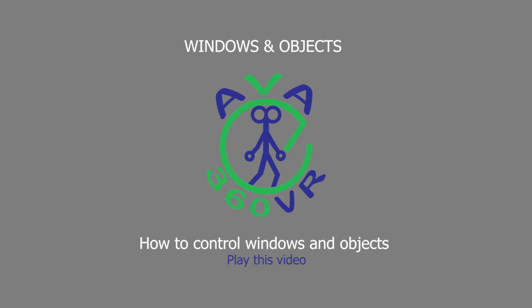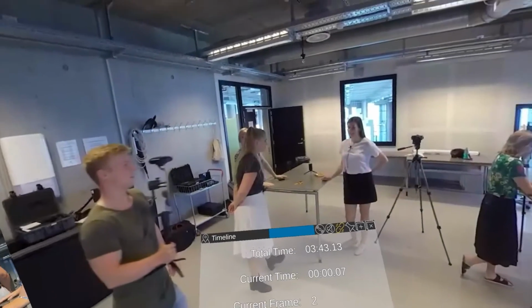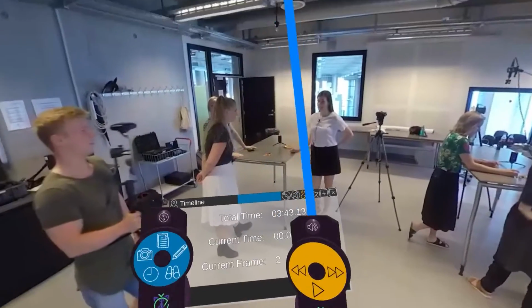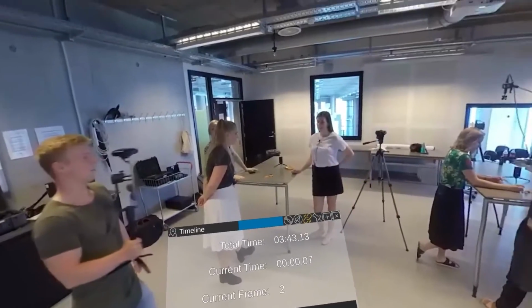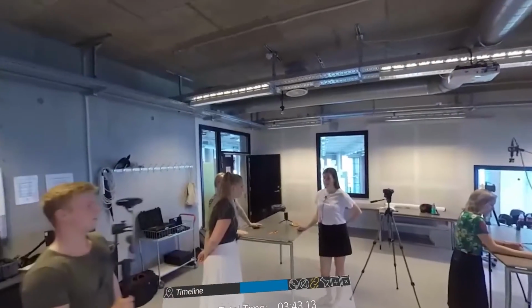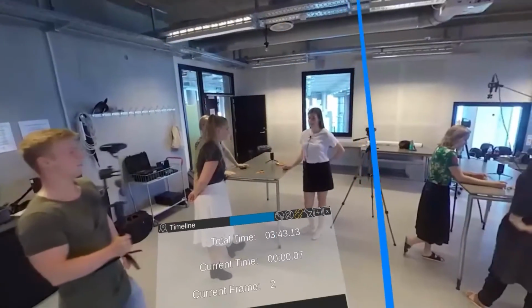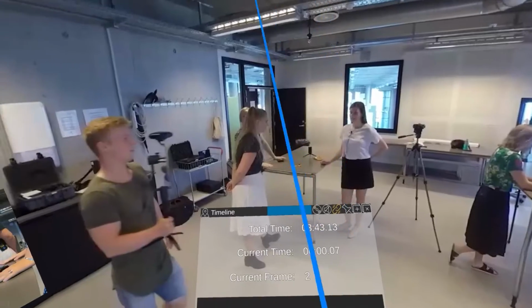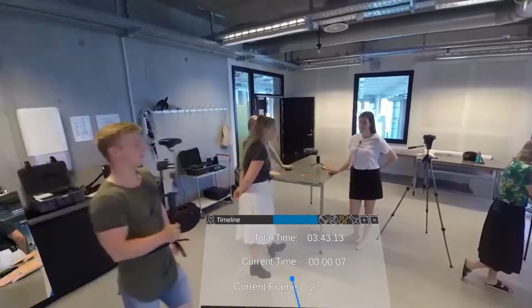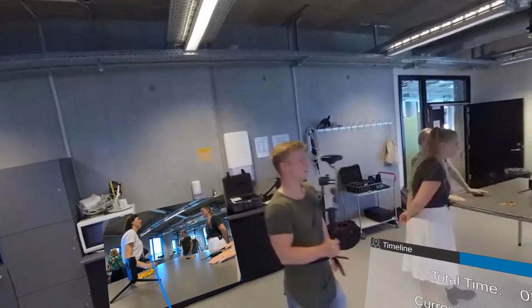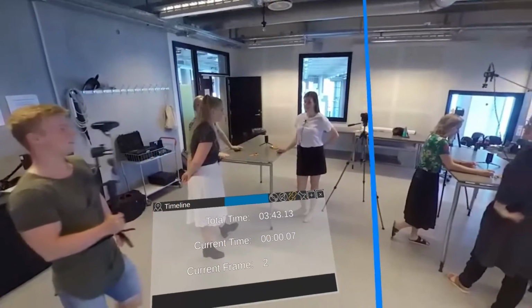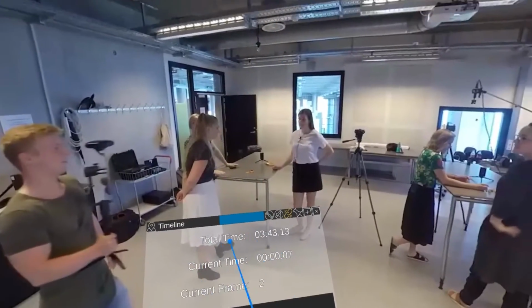Okay, welcome to the Windows and Objects control, how to control windows and objects using your controllers. You'll see in front of you we're in a Master 360 with our Lego demo project. What you'll see is a timeline. We have a timeline, and then we've got a video for later. It's a 2D synced video which we'll use. So we're going to mainly focus on the timeline here.